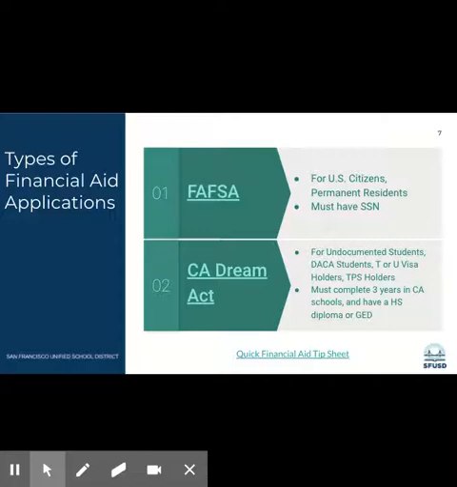Number 2, the California DREAM Act looks exactly the same as the FAFSA, but it's for students who are undocumented, don't have a Social Security number, are DACA students, or are T or U visa holders, or students with temporary protective status. You must have completed 3 years of schooling in a California school, have a high school diploma, or a GED to complete the California DREAM Act application. This application can qualify you for money from the California state government.